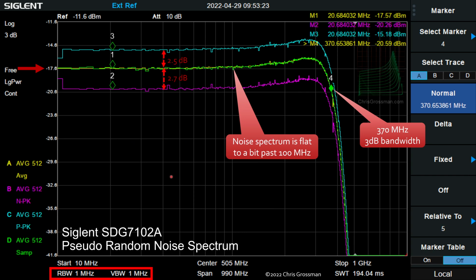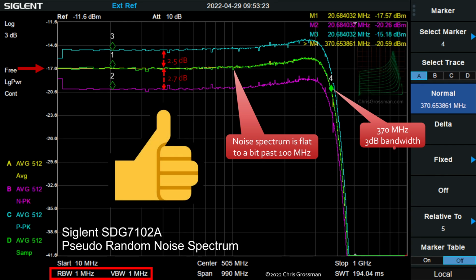And now here we're at 1 megahertz bandwidth. And we're up to minus 17.6 dBm output level. Again, the level's higher because my bandwidth is higher. And you'll notice on all of these, this noise spectrum is absolutely flat out to 100 megahertz. We have about the 1.5 dB peak, and it keeps the 370 megahertz 3 dB bandwidth.